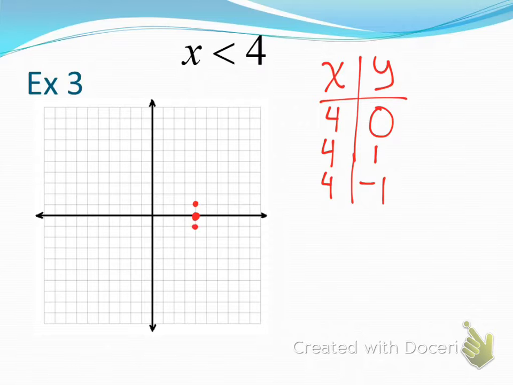Delaney? I will politely disagree. Deja? Why? Very good. We do not have an equal to bar on our inequality symbol. If there is not an equal to bar, that means our line is going to be dotted or dashed. So our line's going straight through those points. It is a dashed line, dotted line. It goes all the way up and down through our graph.